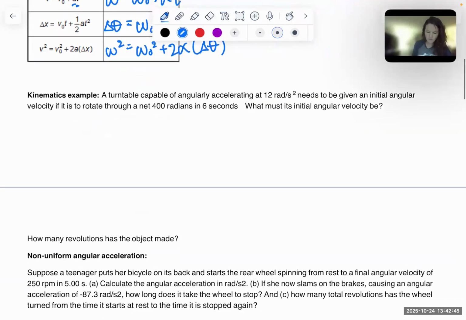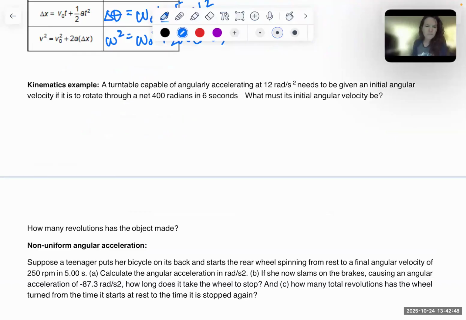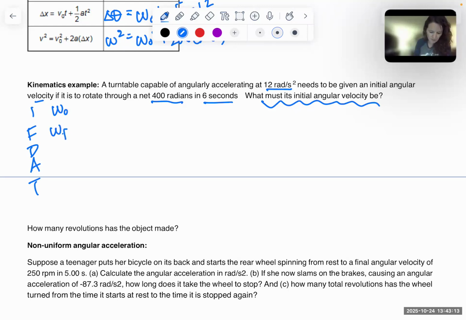And so let's do a problem where we're going to be using this. So we have a turntable capable of angularly accelerating 12 radians per second squared, needs to be given an initial angular velocity if we want it to rotate through 400 radians in 6 seconds. What must its initial angular velocity be? So for this type of problem, same thing as when we were doing kinematics, we're just going to do our list. Write that out. I personally like to be more specific with my variables, so I'll write omega naught, omega final, delta theta, alpha, and time. Just because we're starting with these new rotational ones, I want to make sure that we know exactly what we're talking about with all of these, but you do whatever makes the most sense for you.